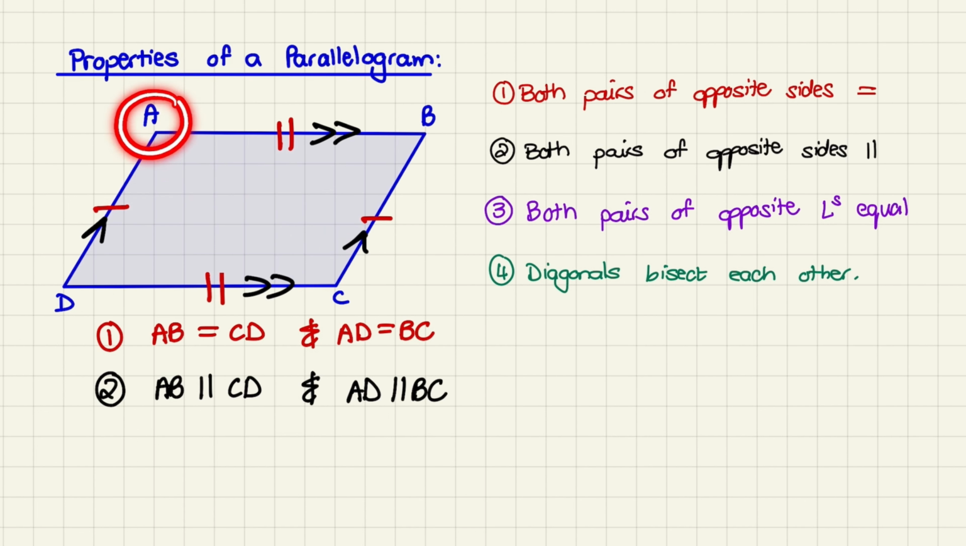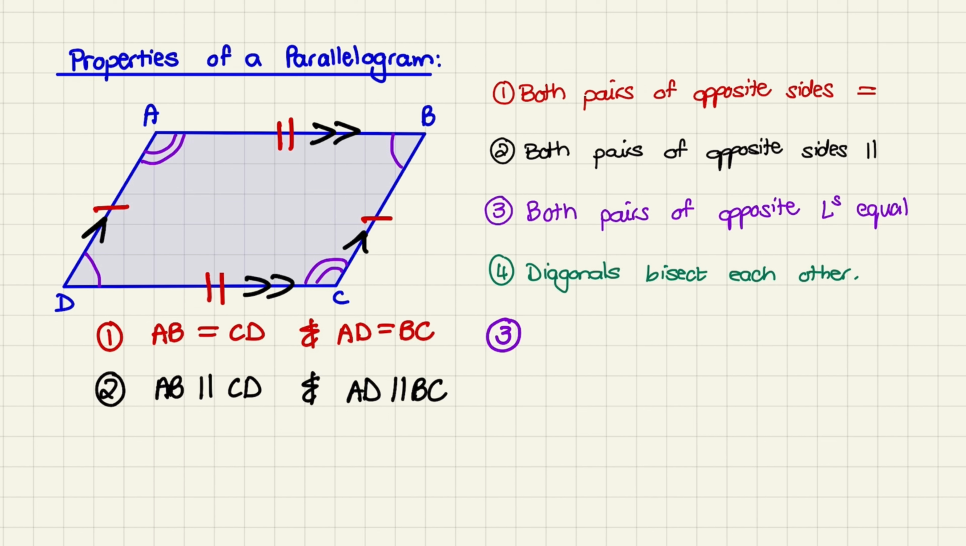So angle A would be equal to angle C in size, and angle B would be equal to angle D in size. So how we indicate that is I'm going to do 2 curves for angle A and 2 curves for angle C, showing that those 2 are equal. And I'll do 1 curve for D and 1 curve for B to show that those are equal.